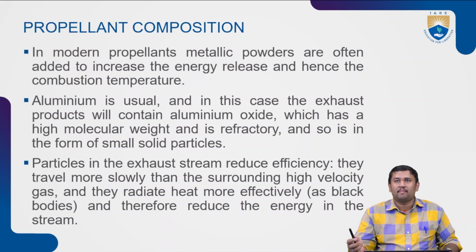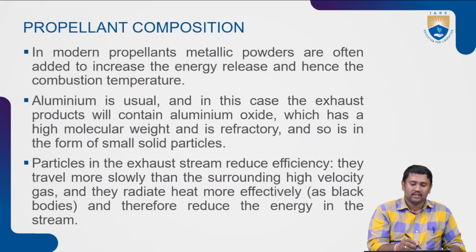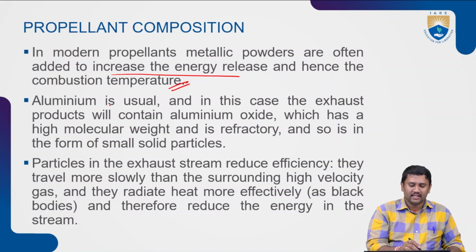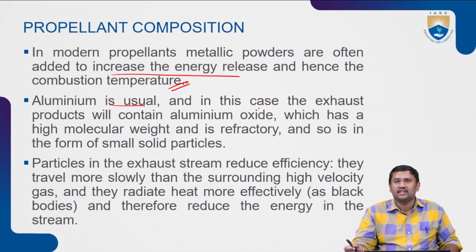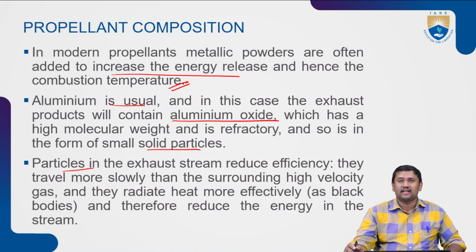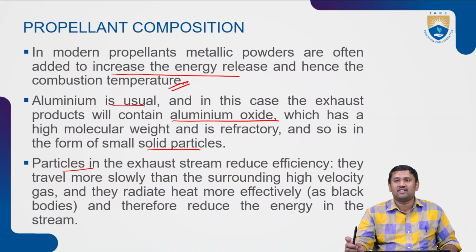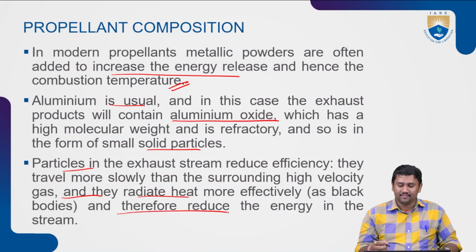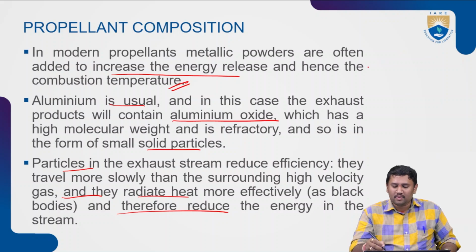In modern propellants, metallic powders are often added to increase the energy release and hence the combustion temperature. Aluminium is usual, and the exhaust products contain aluminum oxide, which has a high molecular weight and is refractory, so in the form of small solid particles these are added. Particles in the exhaust stream reduce efficiency. They travel more slowly than the surrounding high velocity gas and they radiate heat more effectively as black bodies, and therefore reduce the energy in the stream. Right? Let us elaborate on this.